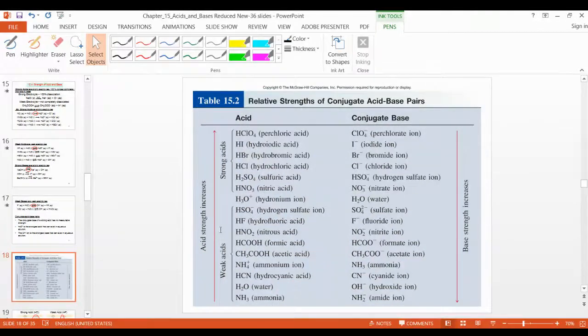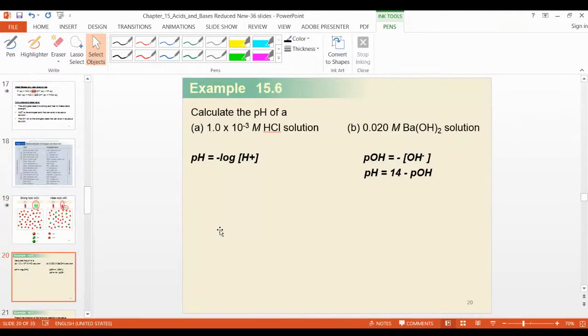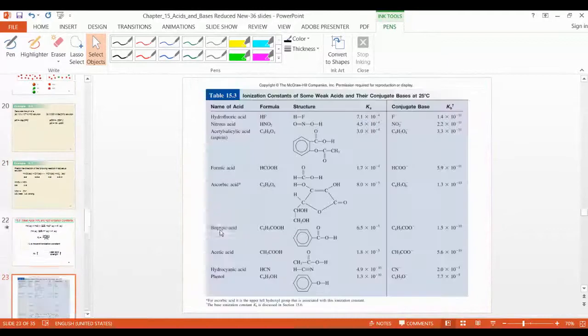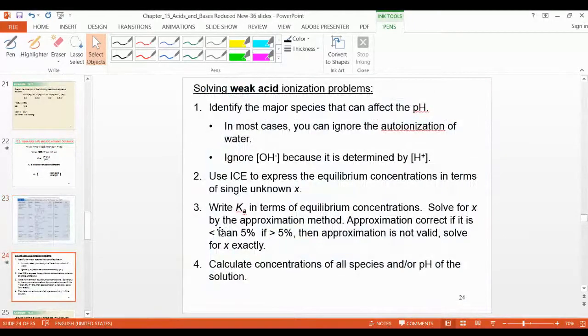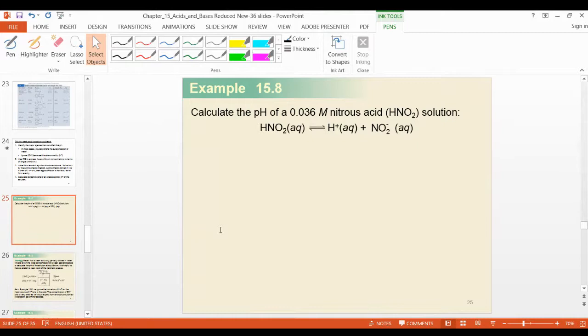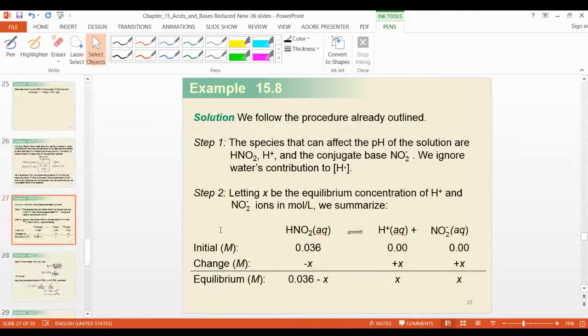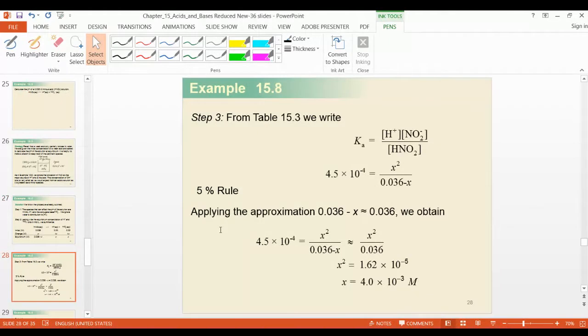Conjugate acid and base, I already explained to you. Stronger the acid, their conjugate is weak. Weaker the acid, their conjugate is strong. These are all pH calculation relations. This is the same method as I told, ICE table for the weak acid. You can calculate here. But here you will use the 5% rule. If it is less than 5%, directly you calculate. If it is greater than 5%, you have to use quadratic equation.